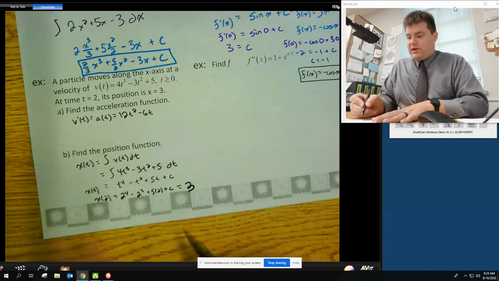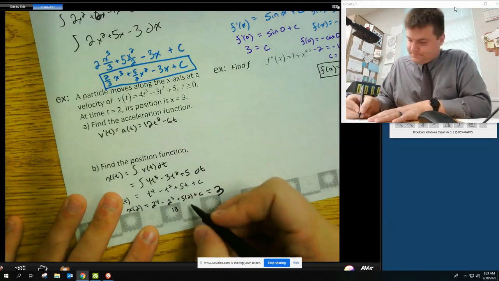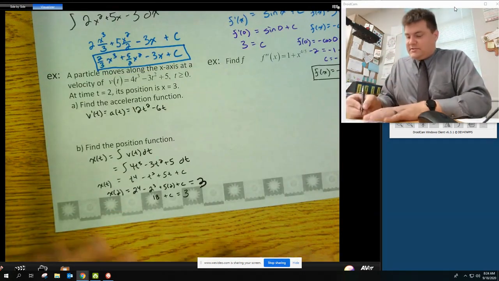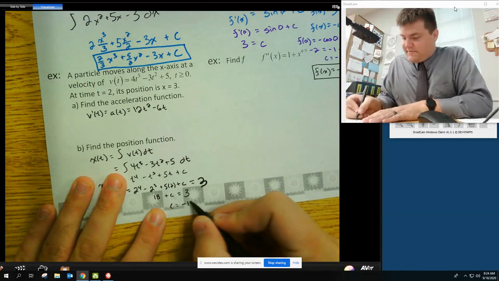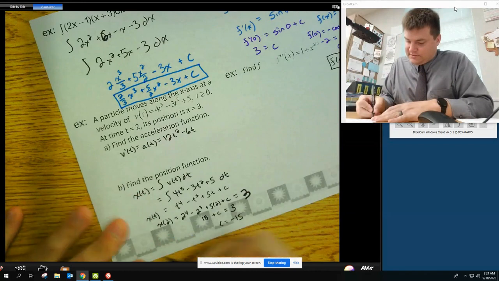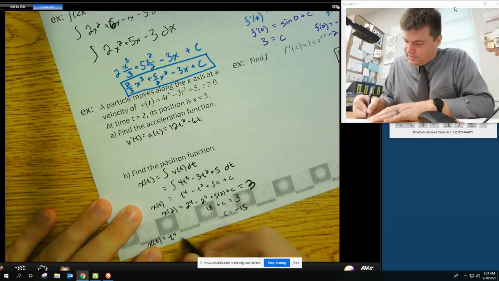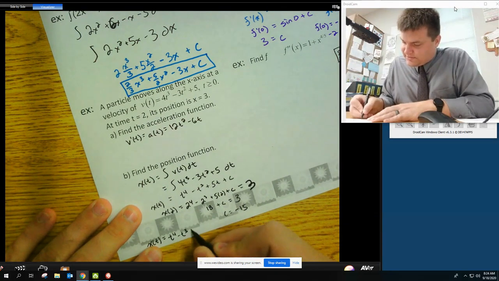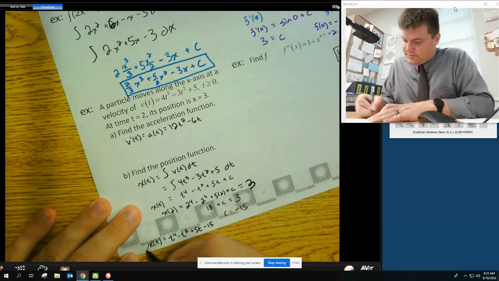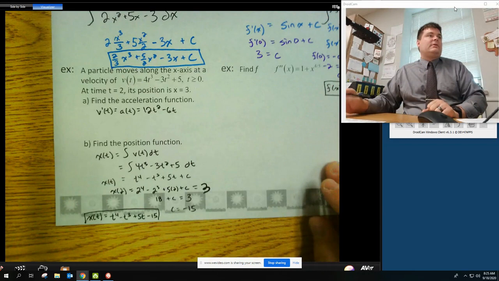Okay. If I go on this side over here, I'm going to get 18 plus c equals this 3. So c is going to end up equaling negative 15. So my final answer for x of t is going to be x of t equals t to the fourth minus t to the third plus 5t minus 15. And there you go.